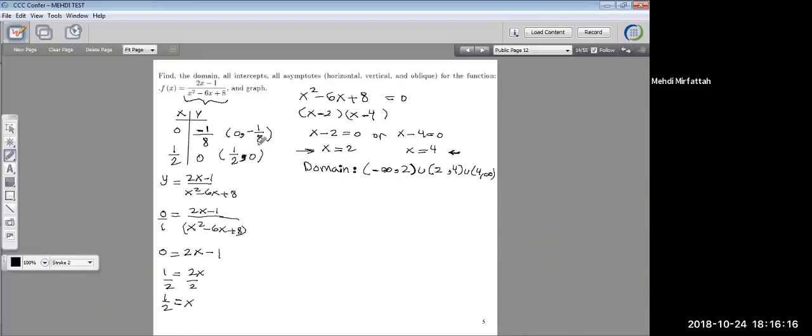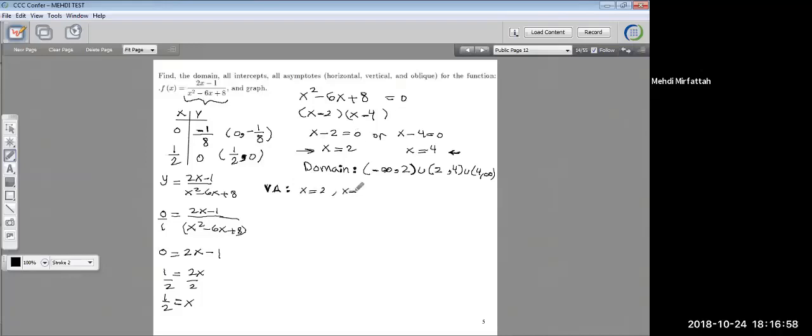Now I need to find my asymptotes. To find the horizontal asymptotes and vertical asymptotes, we use what I have at the bottom of the fraction first to find the vertical asymptote. Vertical asymptote, I'm going to abbreviate VA for vertical asymptote. You look at what you have at the bottom of the fraction, let it equal to 0. We already did that here. You said x is equal to 2, x equal to 4.